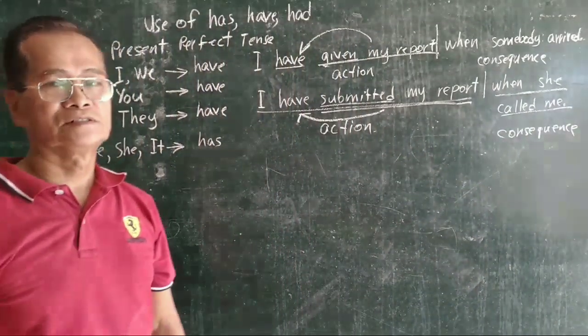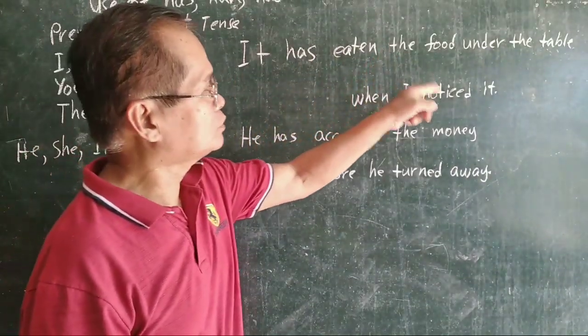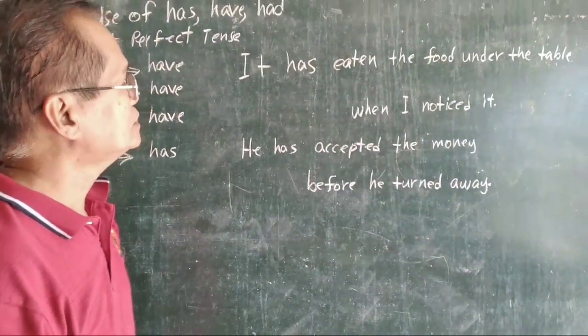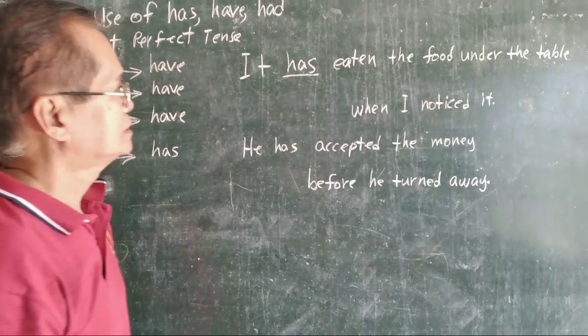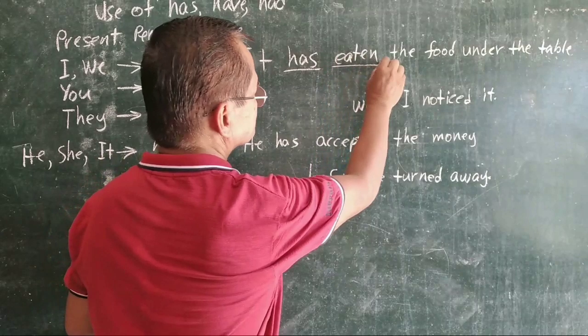Okay. Next. Alright. And our next example, it has eaten the food under the table when I noticed it. Now, here, the verb has is followed by a past participle, eaten.